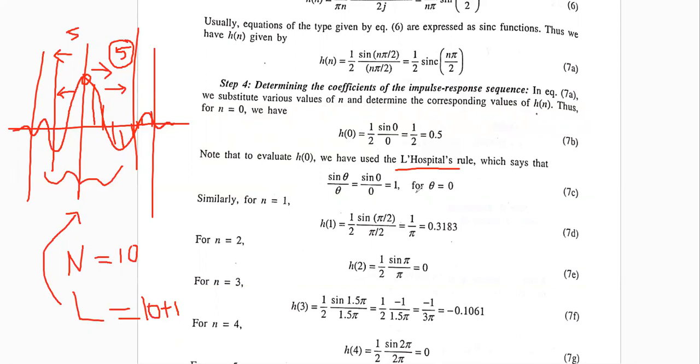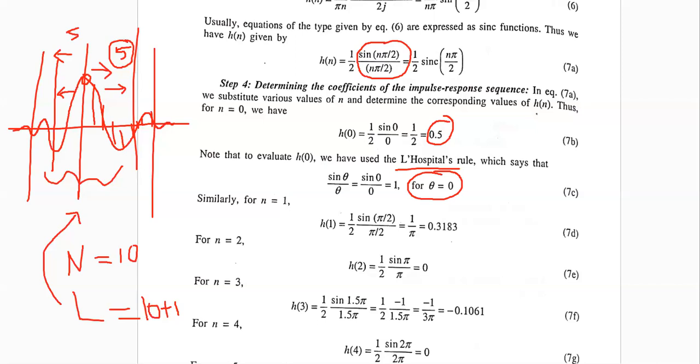For theta equal to 0, sine theta is equal to theta, so they will cancel each other. We are getting the value equal to half. Basically, the value is 1 multiplied with half, which is equal to half. So at n equal to 0, we got H0 equal to 0.5.